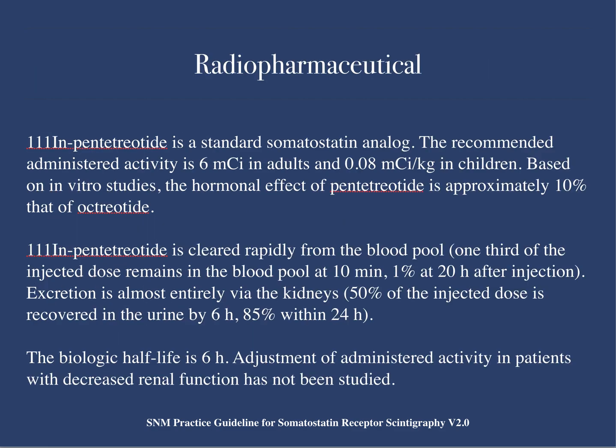So the most common molecule that we use is indium 111 pentetreotide. It's a standard somatostatin analog. The typical adult dose is 6 millicuries, and part of it is because indium is a terrible molecule. Because it sticks around for so long, we can't push the dose up. Indium is usually cleared fairly rapidly from the blood pool. The excretion is renal, so we will see kidneys, we will see bladder.